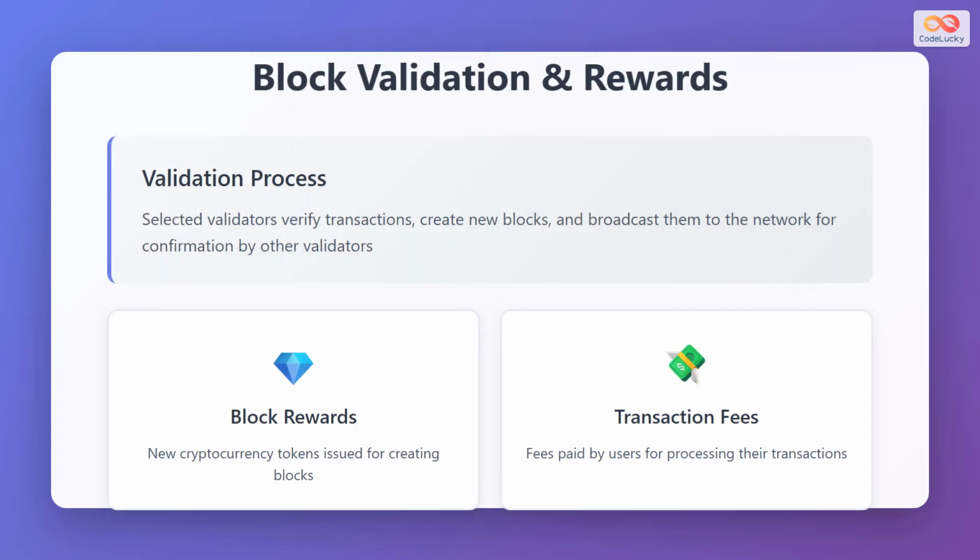Once selected, validators verify transactions, create new blocks, and broadcast them to the network for confirmation by other validators. This validation process is crucial for maintaining the blockchain's integrity. Validators earn rewards through 2 main sources. Block rewards consist of new cryptocurrency tokens issued for creating blocks, while transaction fees are paid by users for processing their transactions. These dual reward mechanisms ensure validators remain motivated to perform their duties honestly and efficiently.